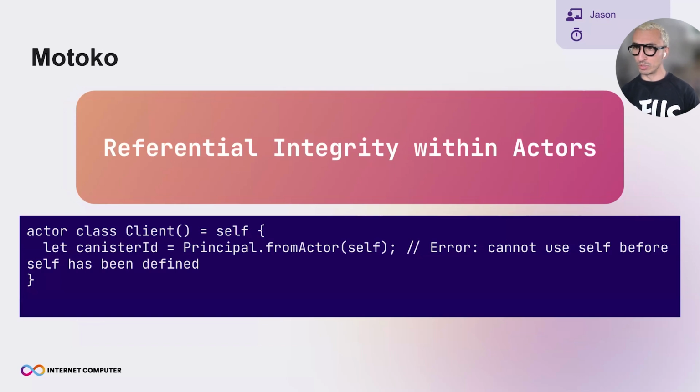Second, we've addressed referential integrity within actors. And so, what does this mean? Previously, it was not possible to reference self within the actor body of a Motoko program. This actually turned out to be a bug.